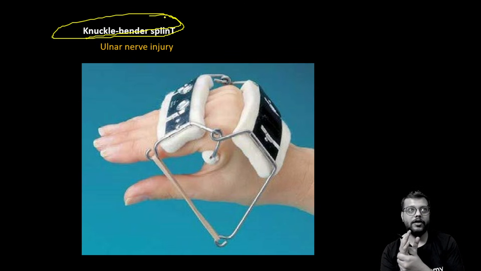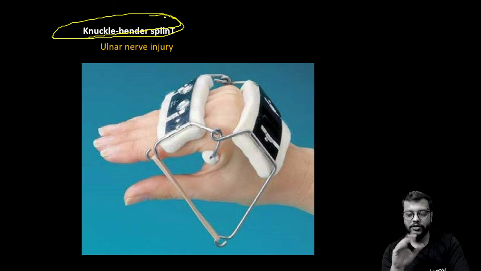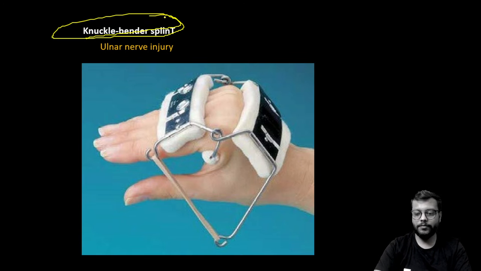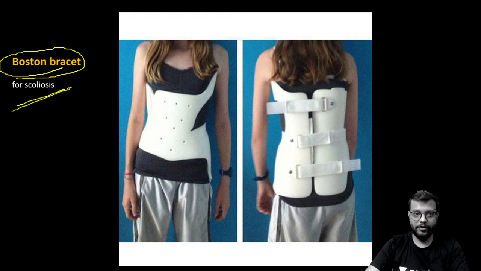So what happens in the ulnar nerve? What does it do? It causes flexion. So there will be loss of flexion due to the medial part of FDP and flexor carpi ulnaris. Okay, so this is your knuckle bender splint. This is a Boston's bracelet used for the treatment of scoliosis.